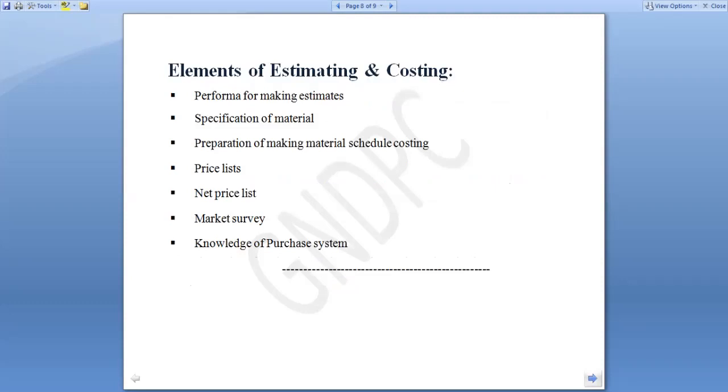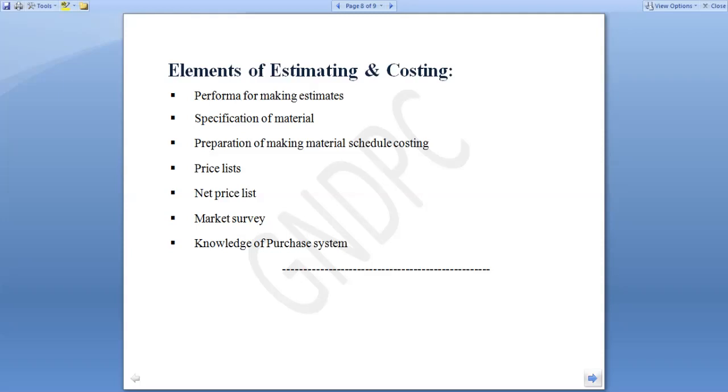Now we come to the elements of estimating and costing. The first element is pro forma for making estimates. Pro forma means a format which is designed to put the mathematical part of the project estimates. Then will be the specification of material. Specification is the listing of the technical standards of the raw material we are using.